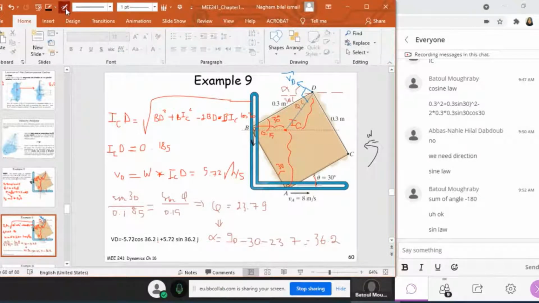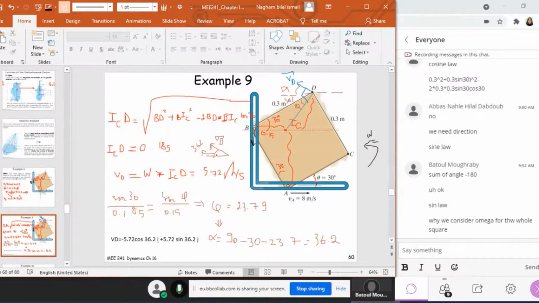Or what you can do also, if you don't want to express VD in a Cartesian reference, you can say also like this. VD is equal to 5.72, and then you can draw this VD like this, guys, and indicate this angle as 36.2. So this is also a correct answer, right? Because if I know that VD is directed in this direction with this angle with XX prime, then I can find the direction of VD. Any question on this example? Question, guys?